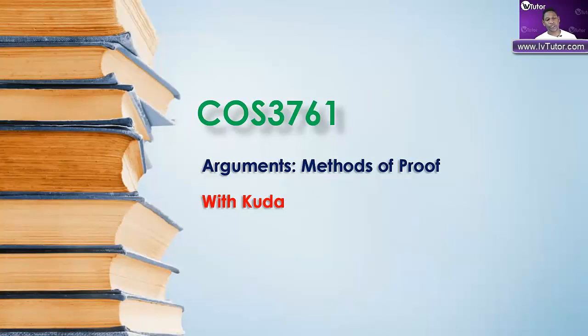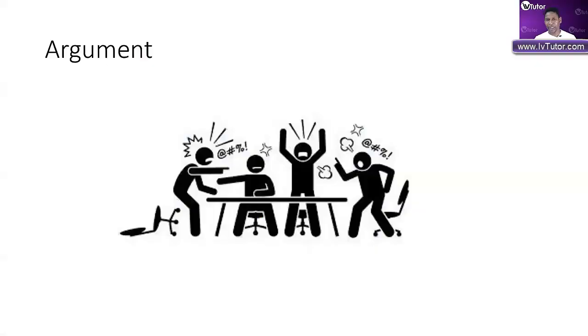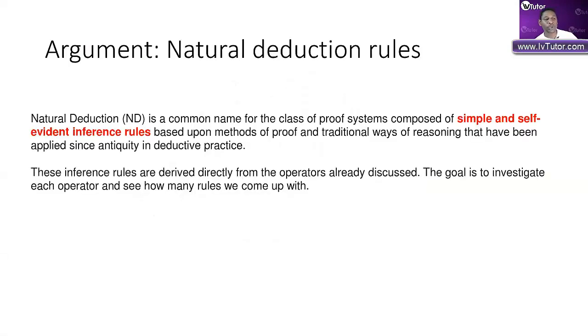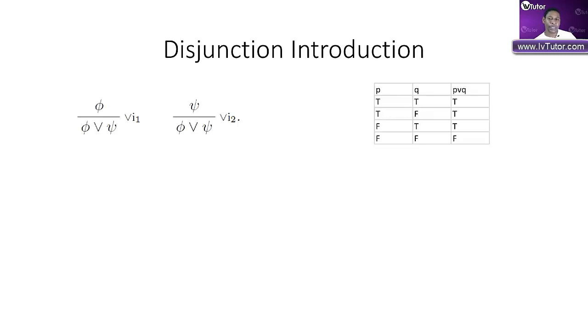In the previous video, we saw that another method of proof is called natural deduction, or natural deduction rules. And we discussed how all the rules that we're going to come across will be simple and self-evident, which was key. So we looked at conjunction and double negation, and now we want to look at another operator, which is disjunction.